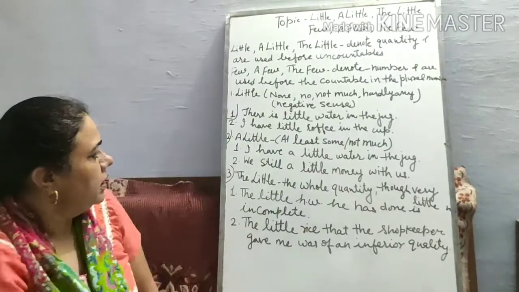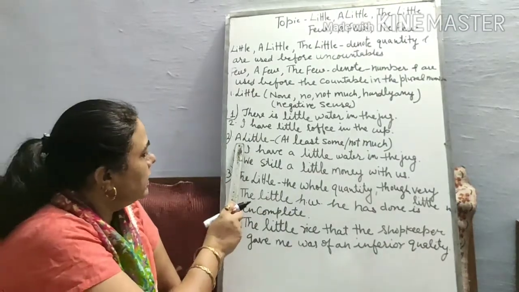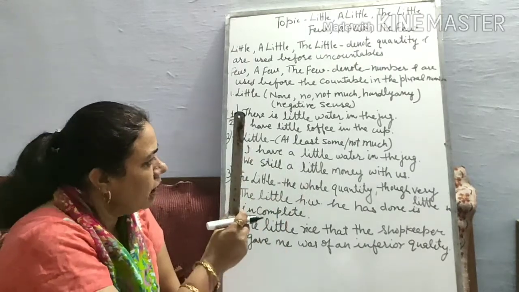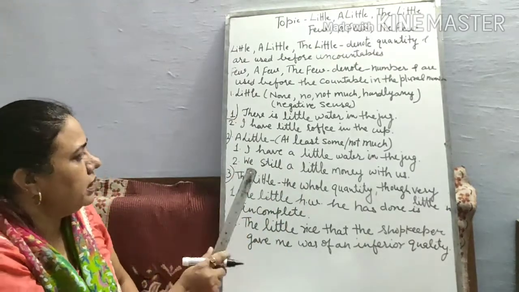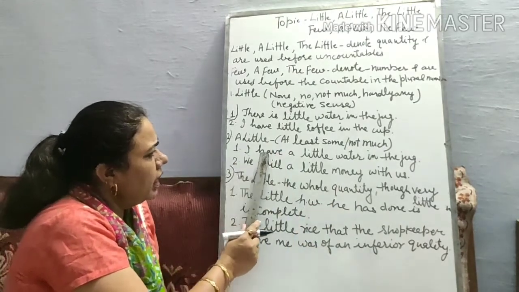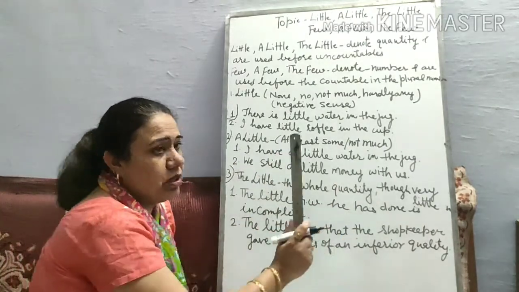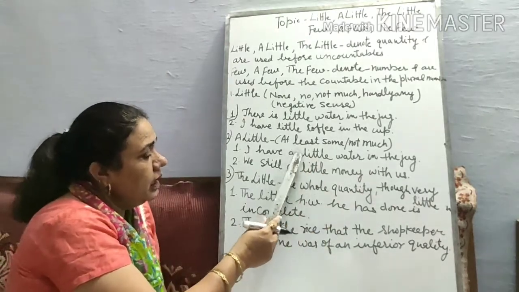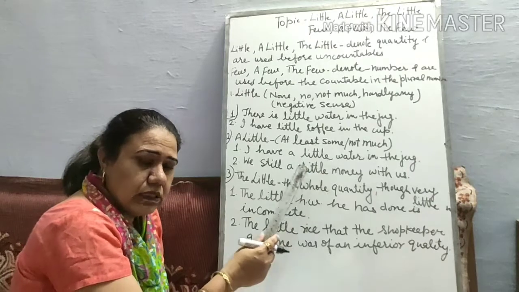You understand. Next part after little is a little. It means at least some. Not much but some. At least some, I am saying. For example, I have a little water in the jug. So you can understand, at least some water in the jug.